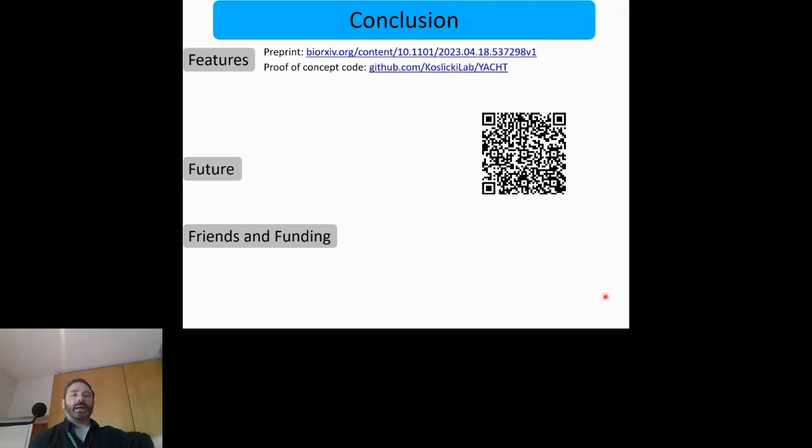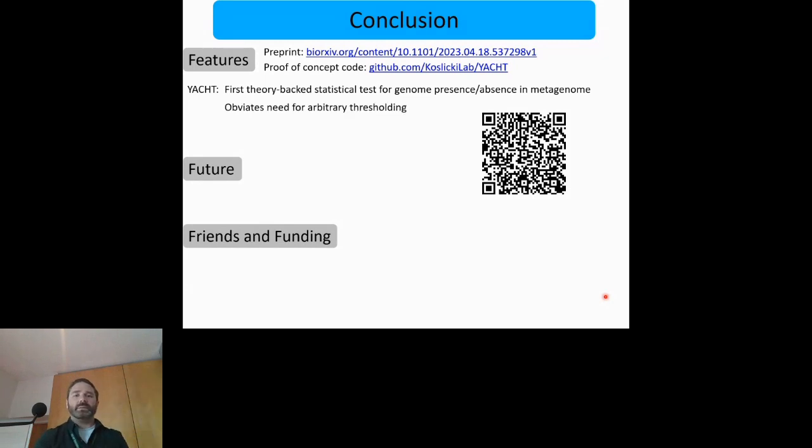So concluding with features, future, friends, and funding, there is a preprint up on bioRxiv. It's under review at Bioinformatics. We have some proof of concept code up on GitHub in Python. Basically, this is the first theory-backed statistical test for presence-absence of a genome in a metagenome. Obviates the need for arbitrary thresholding. Please don't threshold anymore. We can actually get p-values associated with these things and confidences. And we specifically targeted ANI and coverage because these are intuitive things that practitioners can interpret.